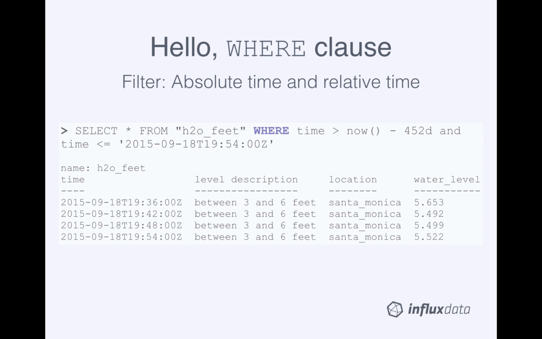And the final introductory query serves to show that you can use RelativeTime and AbsoluteTime in the same where clause. So this query asks for all data from the H2O feet measurement with timestamps that occur within the past 452 days and with timestamps that are less than September 18th, 2015 at 7:54 p.m.